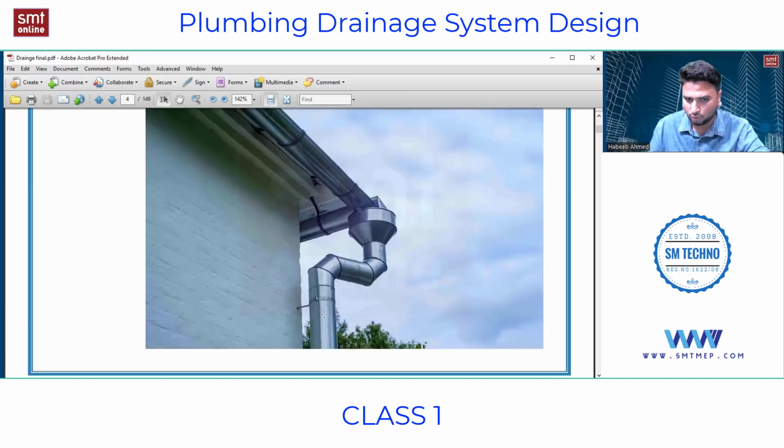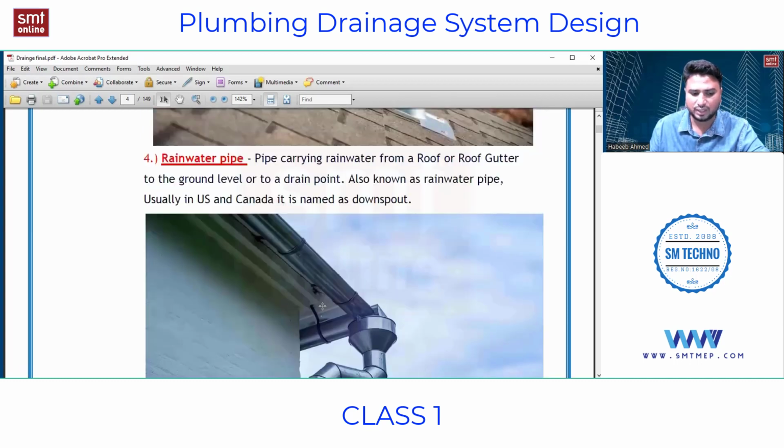And this is the rainwater pipe, which is commonly known. If you are dealing in the US, Canada and Western countries, they don't say rainwater pipe, they say downspout. It's one and the same. The purpose of installing it is just to collect the rainwater from the roof areas and bring it down by means of gravity to a drain point. So this is the intention of installing a rainwater pipe.